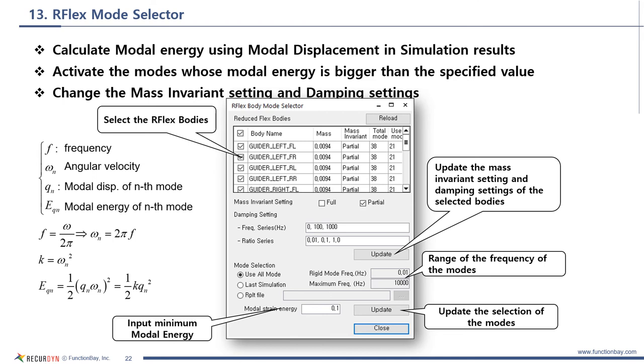The 13th feature is RFlex mode selector. It is often difficult to decide which RFlex mode to choose. The feature allows you to choose the RFlex mode automatically. The modal strain energy is calculated using modal displacement and stiffness. By calculating the values using maximum modal displacement of Q, this function compares the magnitude of each modal energy and deactivates the relatively small modes.